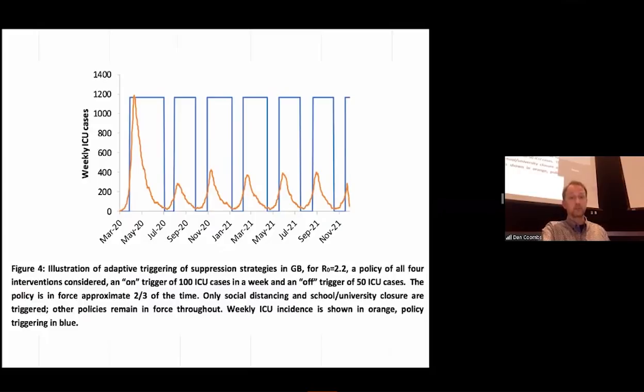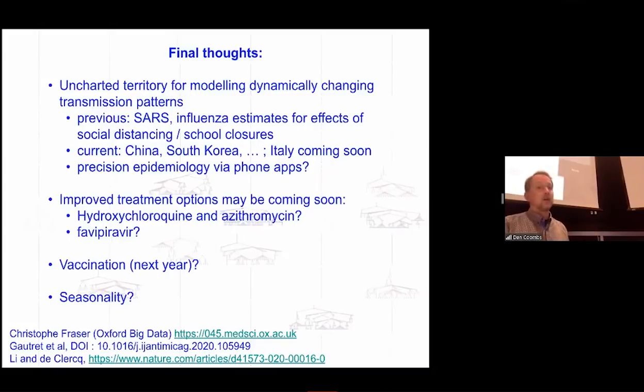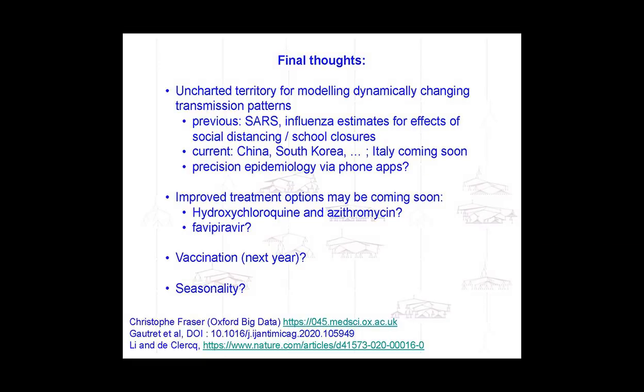Okay, so final thoughts. We're in uncharted territory for modeling an outbreak. One of the issues we're finding with the modeling is trying to project what will happen when no one's done these things before. Okay, so we're trying to work from previous information from the SARS epidemic, from various studies that were done around influenza, looking at social distancing and school closures. There's also the current epidemic. We can look at the experience of China. We can look at the experience of South Korea. As I mentioned near the beginning of the talk, I'm very interested to see what happens in Italy over the next few days and weeks.